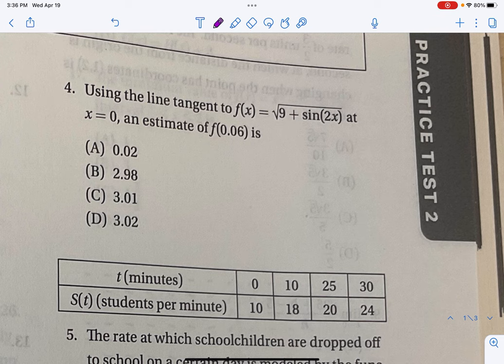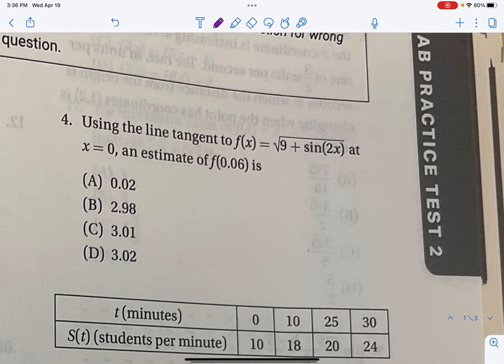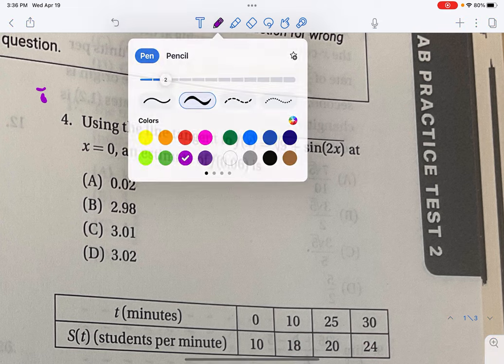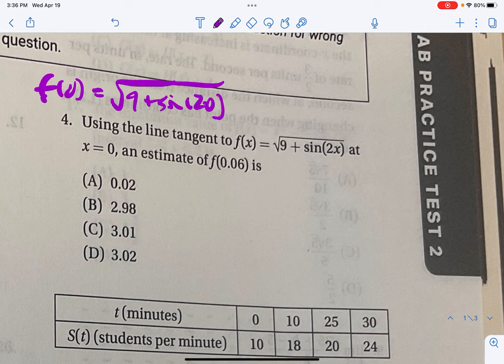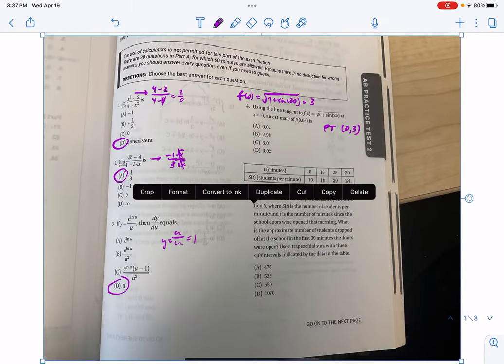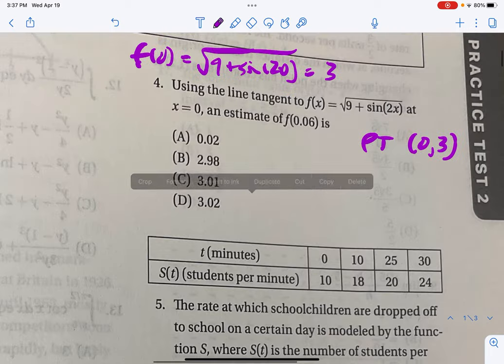Okay, we're going to estimate with the tangent line. So tangent line means we want to think about a point. Our point is at x equals 0, and f of 0 is the square root of 9 plus sine of 2 times 0. That's 2 times 0 is 0, sine of 0 is 0, so it's the square root of 9, it's 3. So our point here is basically 0 comma 3. And we need a slope.